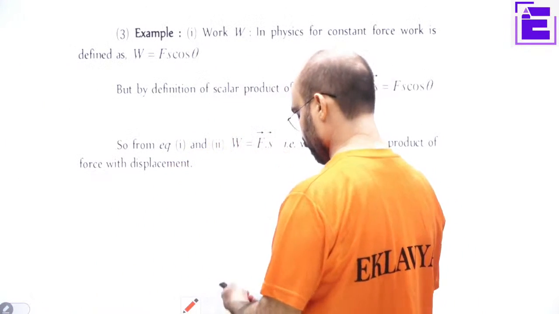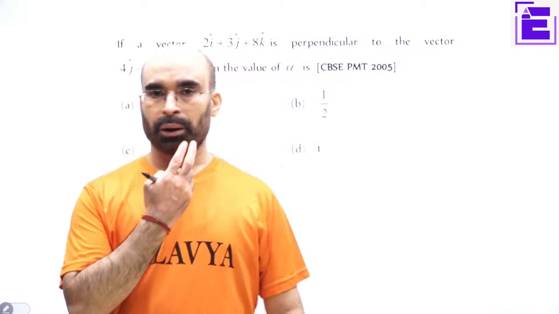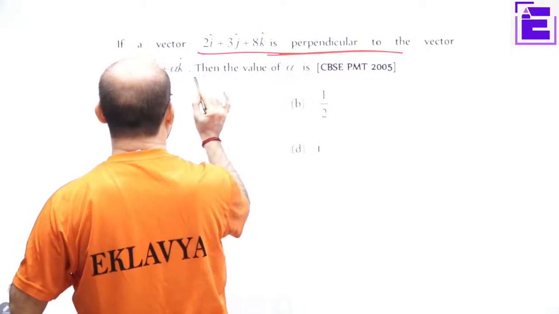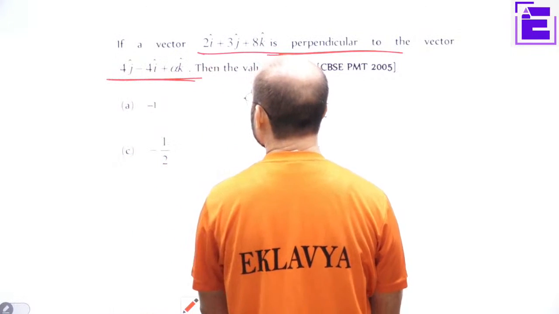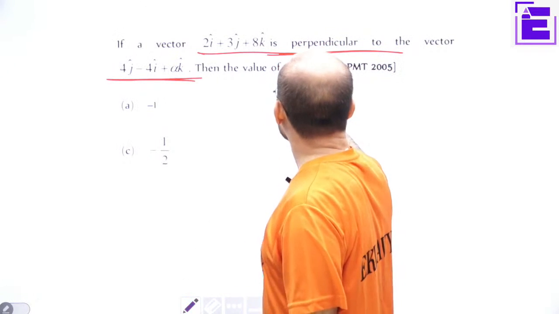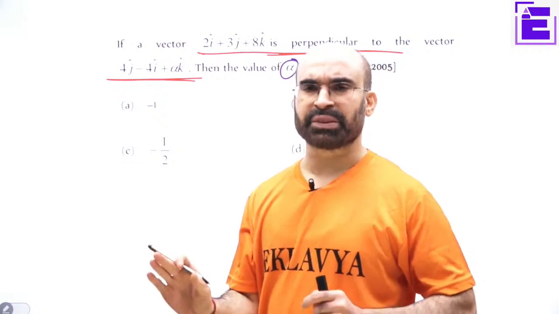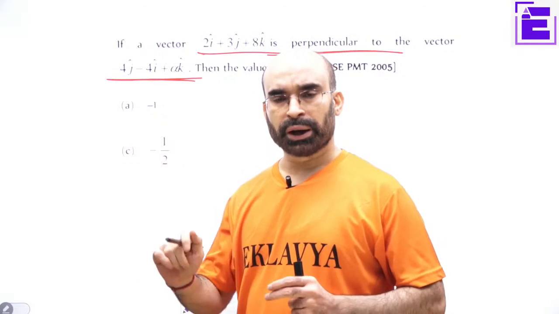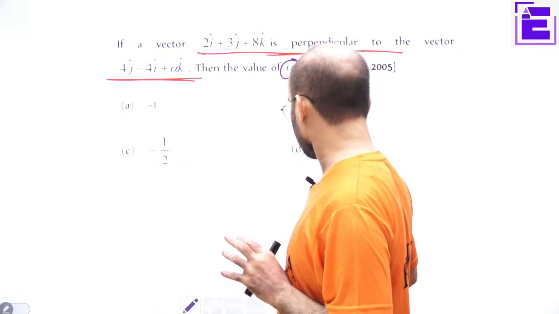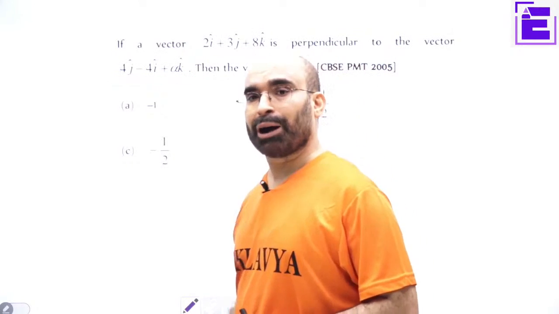Now let us take this question. Two vectors are perpendicular, right? This vector and this vector, right? What you are supposed to find out? The unknown value of this alpha. This is a very basic question. You know, equally useful for boards and NEET, whatever. Very useful, very easy question. You want to know how to do this?